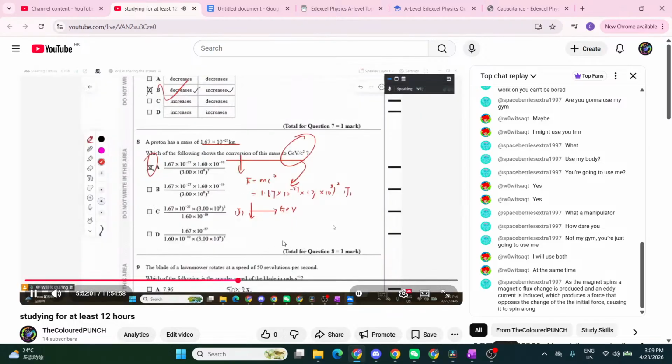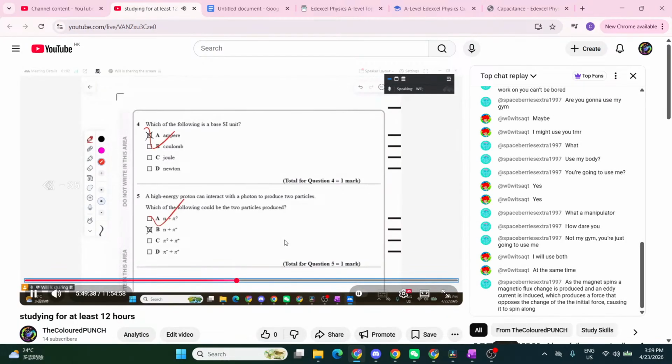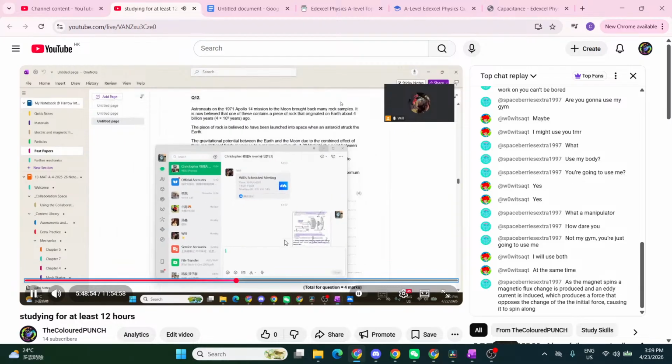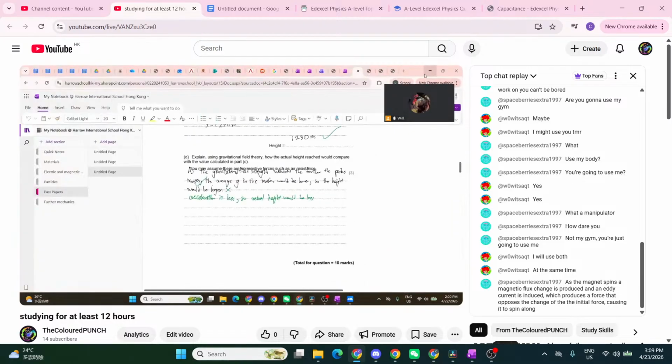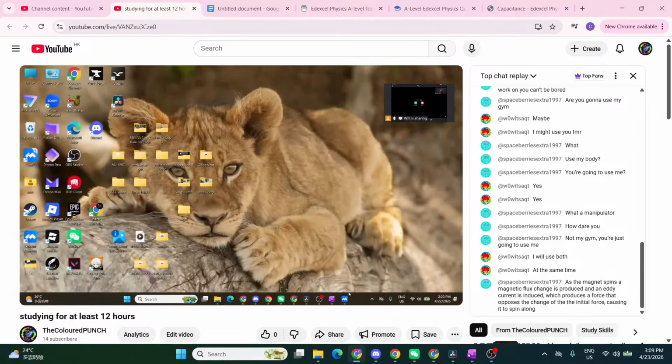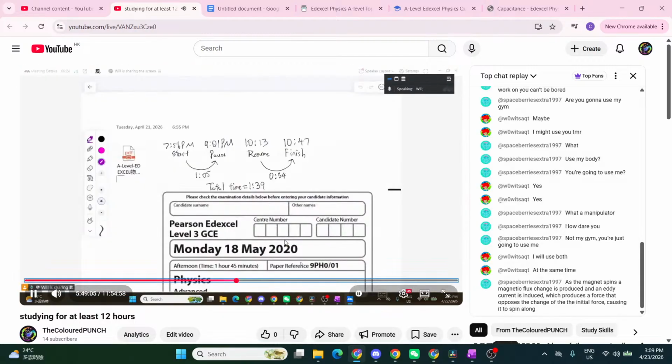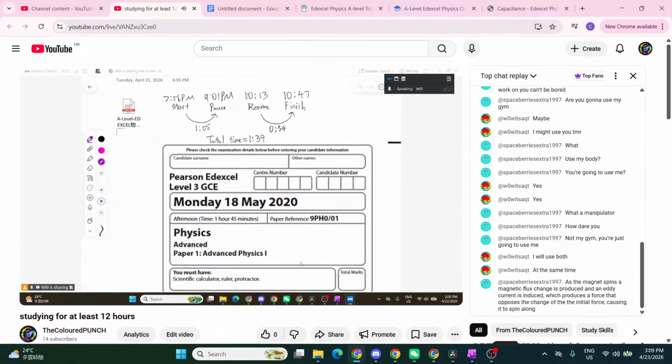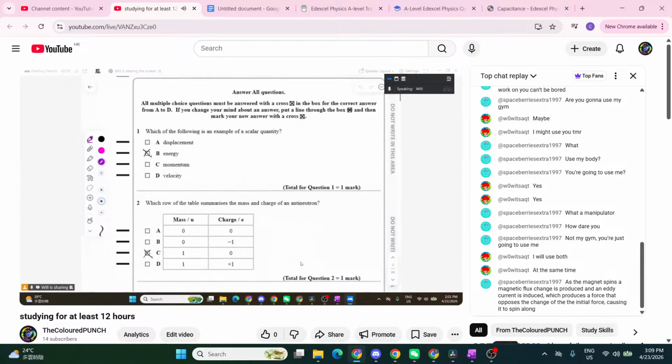Graph the transfer six of physics. Okay. Okay. Look at the watch. You're right.